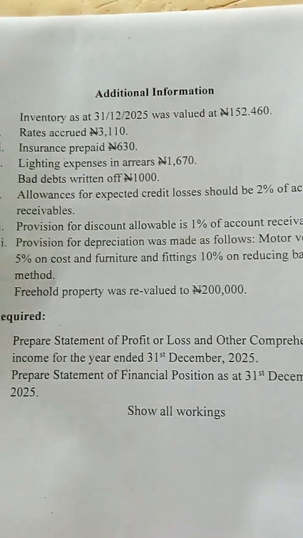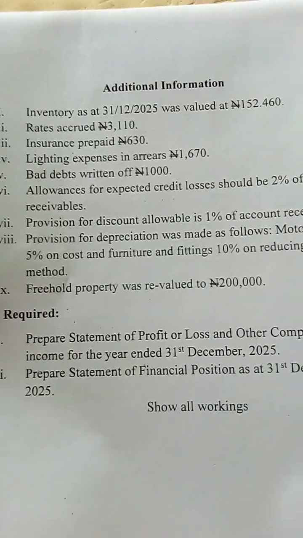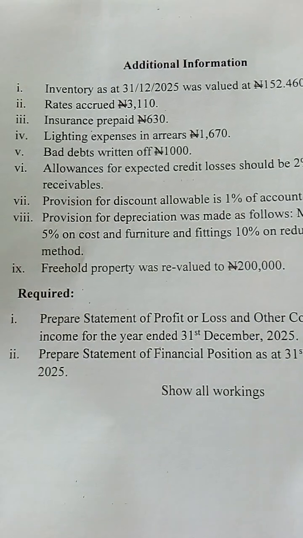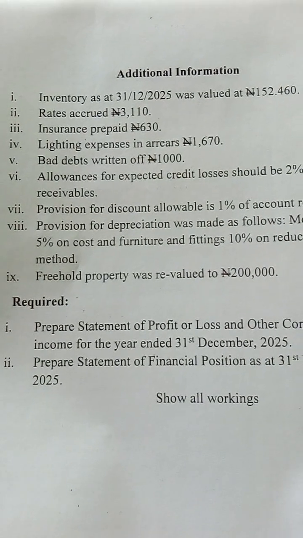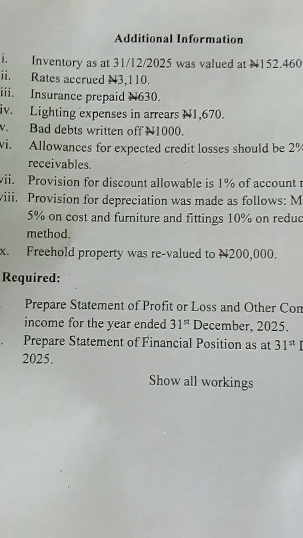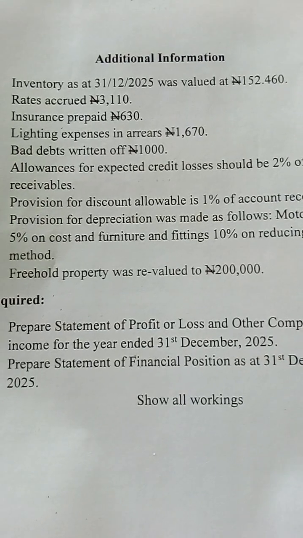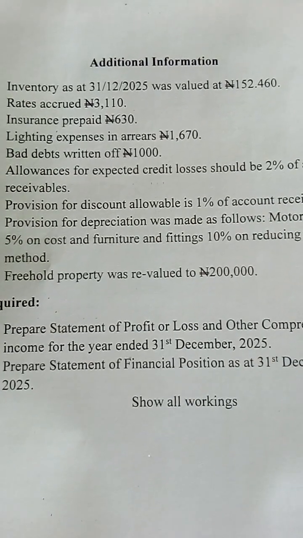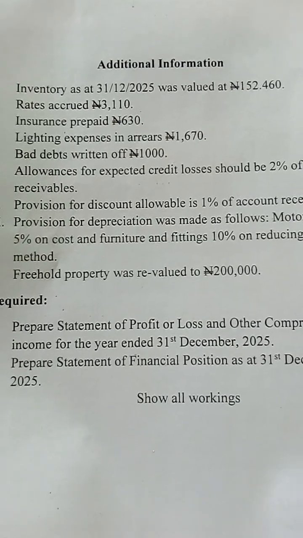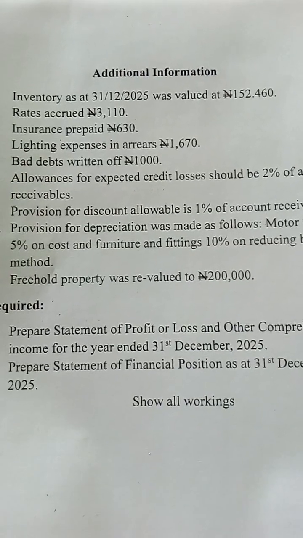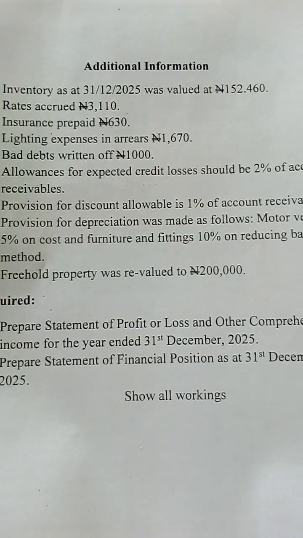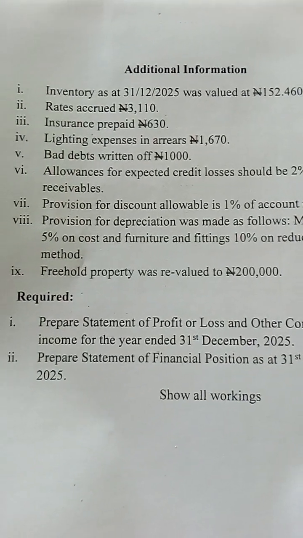So now, additional information. Additional information number 1: inventory as at 31st December 2025 was valued at 152,460 naira. Is that taken?